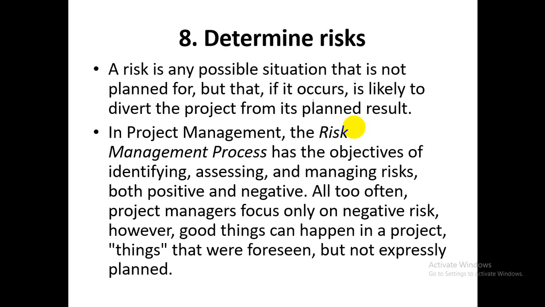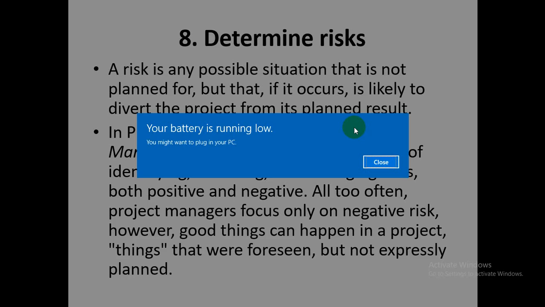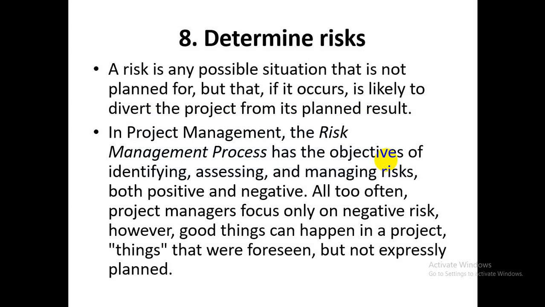Then number 8, you have to determine the risks. Someone may say, what is the difference between a risk and a constraint? A risk here we are saying is any possible situation that is not planned for, but that if it occurs is likely to divert the project from its planned results. Okay, so you try to read about them and get to understand it very well.